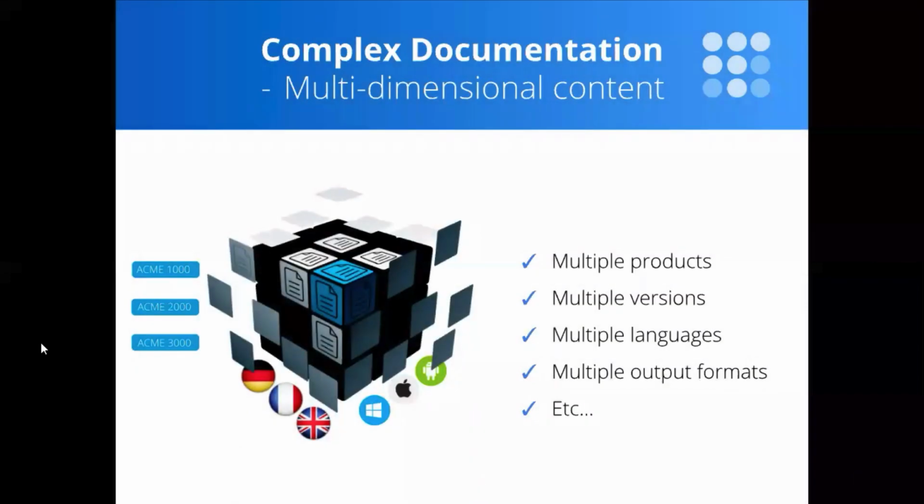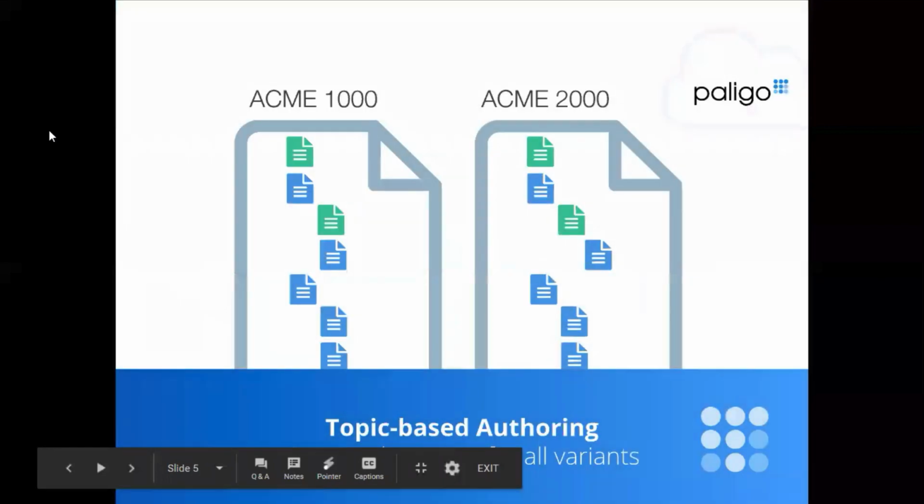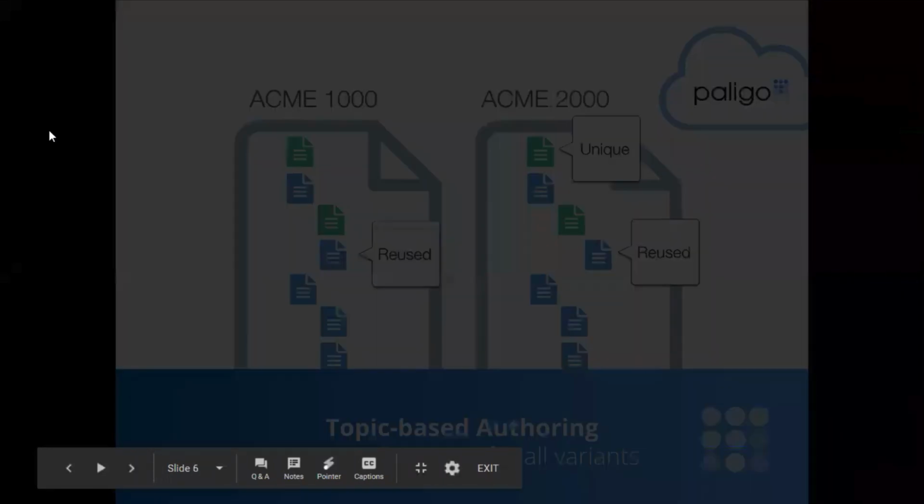If I move on, I'm trying to do this quickly for all those of you who are existing users. You might have very complex documentation. You can have so many products and versions and languages and output formats. It can be very difficult to manage in some systems. Paligo, as a lot of you know, makes that easy. You can have different content going to different places, different scenarios, etc. And that's what we call multi-dimensional content. We'll leave that page out for now.